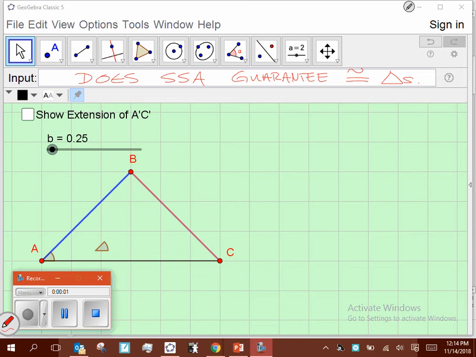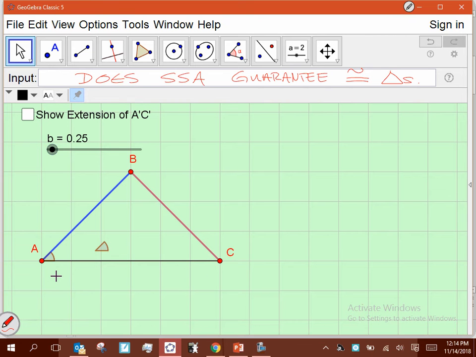I want to start off today talking about that question, okay? Does side-side-angle guarantee congruent triangles? We've introduced side-side-side. We've talked about side-angle-side. Yesterday, we worked through angle-angle-angle. I gave you that visual that angle-angle-angle does not guarantee congruency.